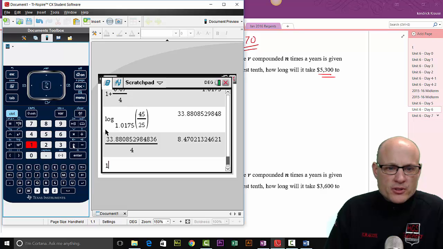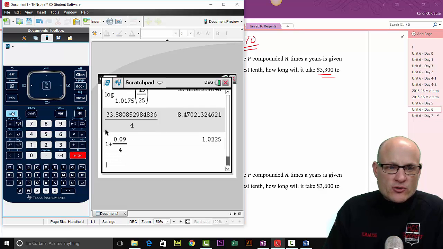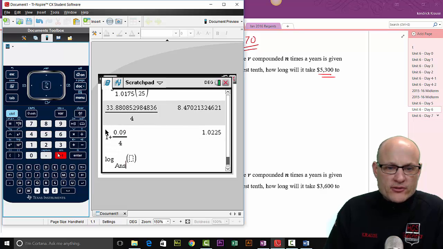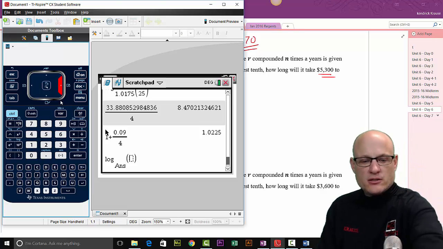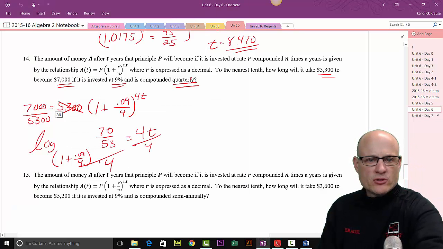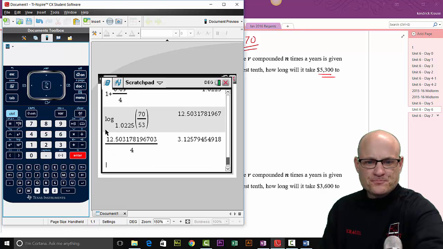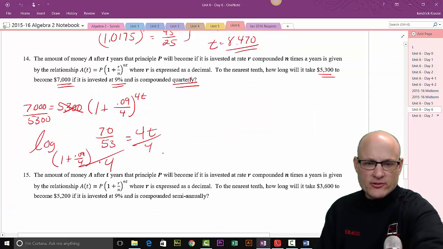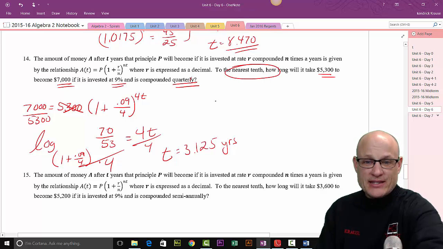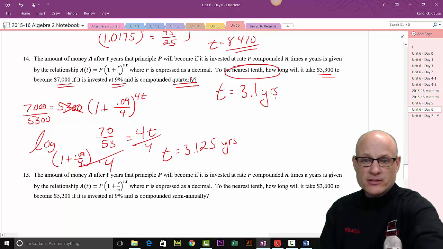So I take out my calculator. 1 plus 0.09 divided by 4. I just want to figure out what that is. So log of that answer of 70 over 53. 70 divided by 53 equals, divided by 4. 3.125 years. So t equals 3.125 years. My final answer, rounded to the nearest tenth, t equals 3.1 years.